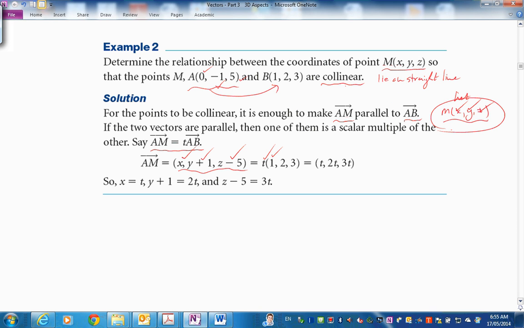AB, now that shouldn't be there. 2 take -1, that should be 3. 3 take 5, that should be -2. They've put down the vector OB. Oh, haven't noticed that before.